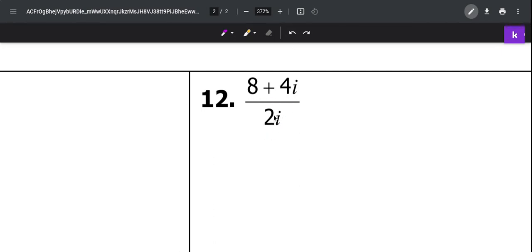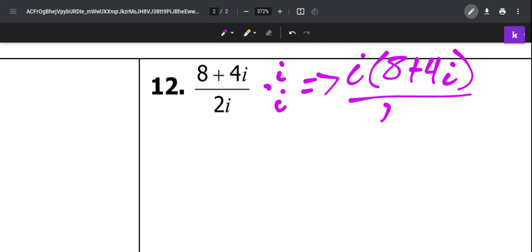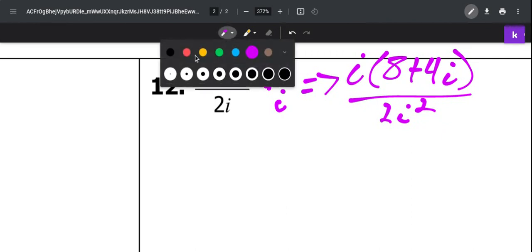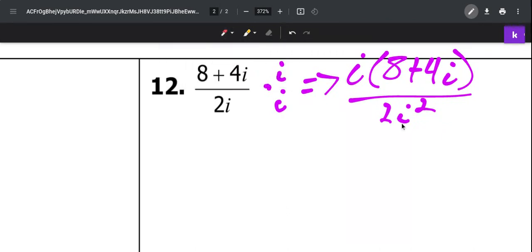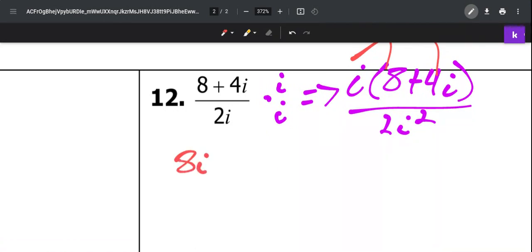So as long as there's no plus or minus on the bottom, you can just multiply the top and bottom by I. What that will give us is I times 8 plus 4I, and we're actually going to have to distribute there. Then we will get 2I squared. Now, you'll see on the bottom, we've introduced I squared. That's why the I on the bottom is going to go away. All right, but first we have to distribute here and here. So 8I plus, let's see, that would be 4I squared over 2.